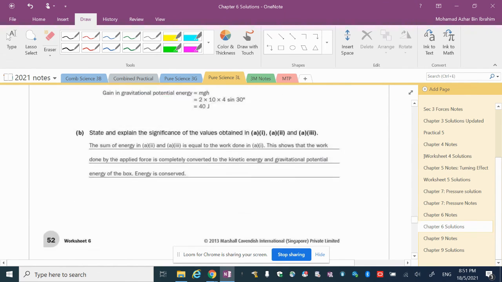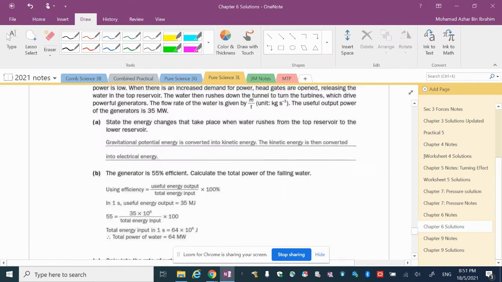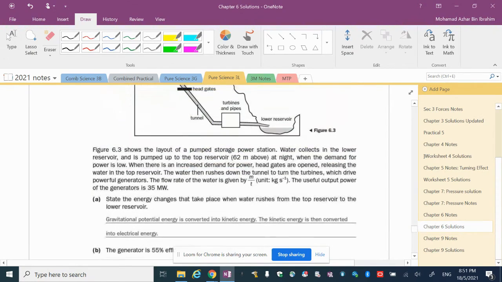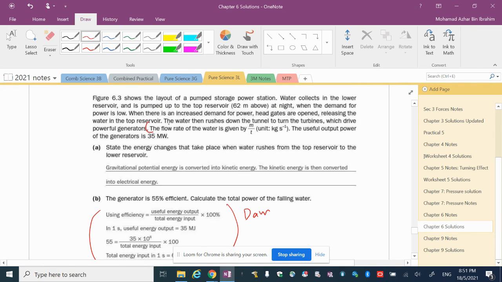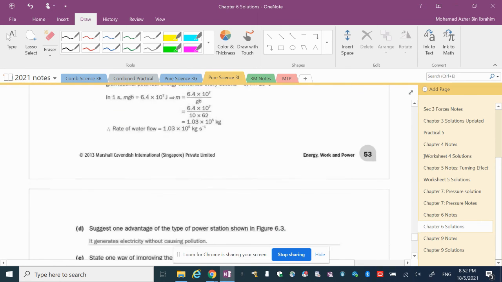All right, I believe we did this in class. This question also is not that difficult. Just try and use the same reasoning we did for the dam. They have this flow rate, which is the mass per unit time. Try and figure out the solution for yourself.